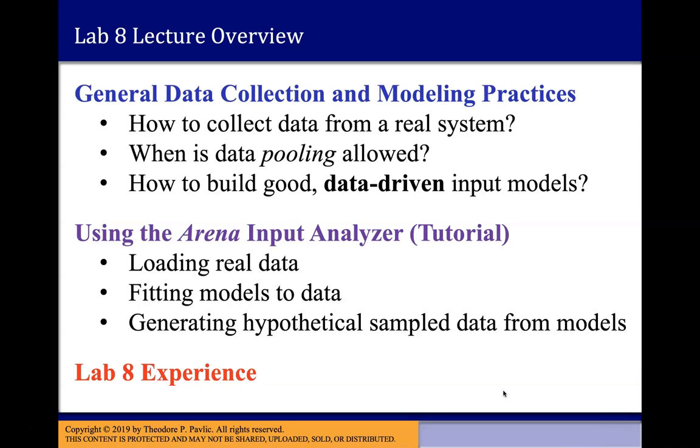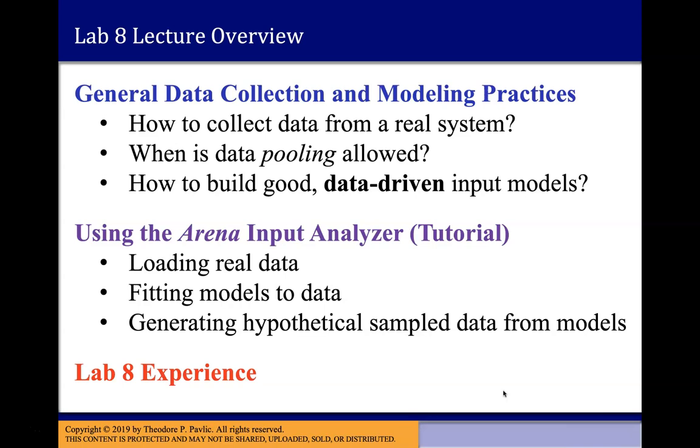The first part is going to be a little more abstract, and we're just generally going to talk about what you should do when you're taking your data, like you might do, say, next week for your final project. Which data to collect, which data should you be careful not to collect or not to group together, and in general, how are you going to then take that data and then come up with a good abstract probabilistic model that best represents that data.